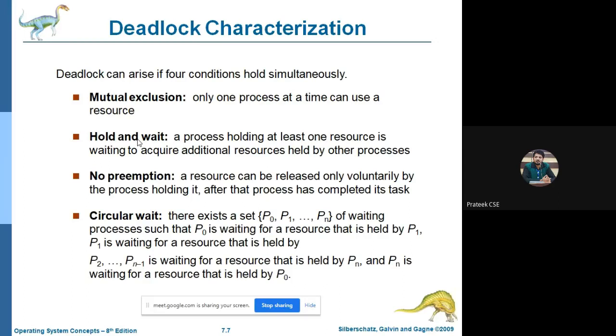And last and the interesting condition for the deadlock is circular wait. So circular wait simply says there exists a set of processes from P0 to Pn minus 1 or suppose Pn of waiting processes such that P0 किसकी वेट कर रहा है, एक रिसोर्स की जो P1 ने हेल्ड किया हुआ है. P1 वेट कर रहा है उस रिसोर्स की जो P2 ने हेल्ड किया हुआ है and so on. सो Pn-1 प्रोसेस कौन से रिसोर्स की वेट कर रहा है जो अभी Pn के पास है. और जो लास्ट प्रोसेस है Pn is waiting for a resource which is held by process P0. So this is a kind of a circular wait.